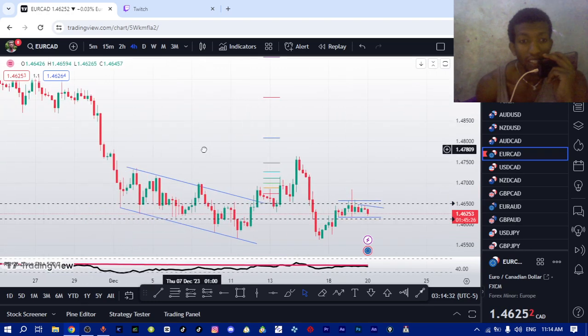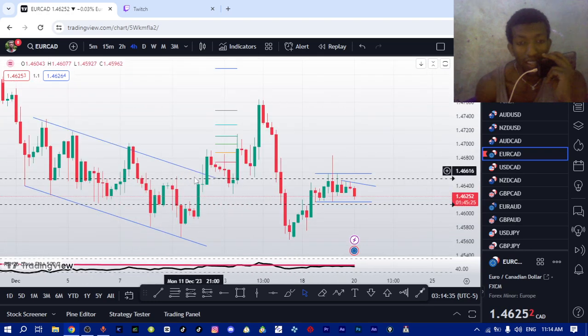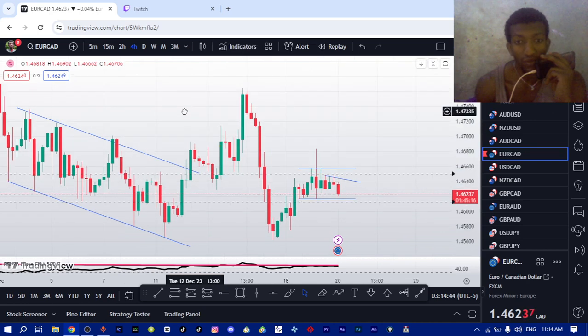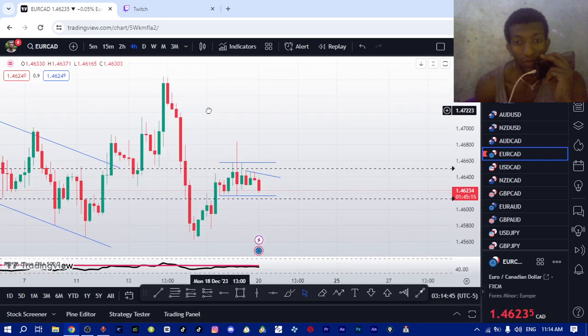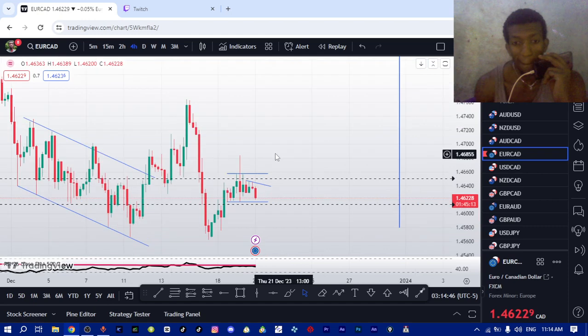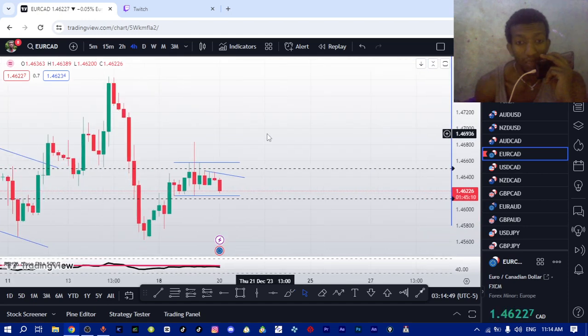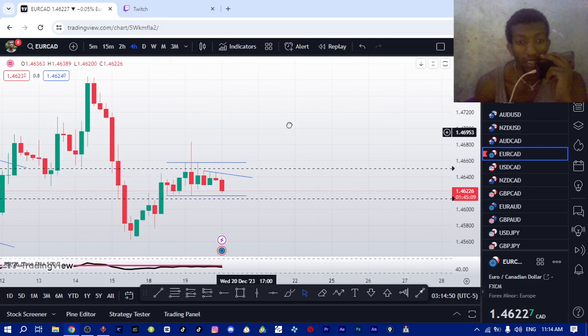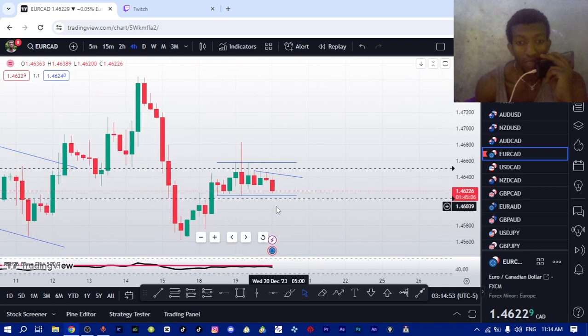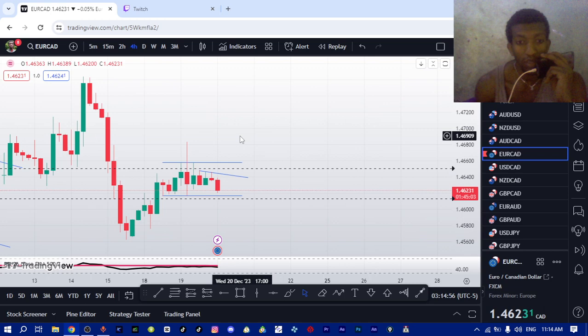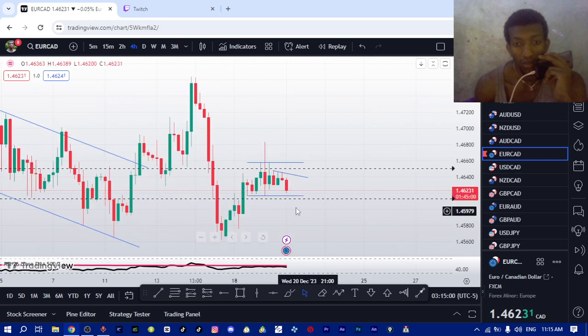I did enter this trade right there. I bought Euro CAD earlier this week. So I'm watching this thing, and it seems like it is trying to break the downside. So we will be looking to sell if it breaks down to the downside.